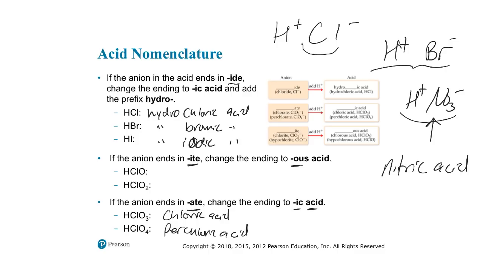And then the ITE endings go to OUS acid. We should be able to name all four of these acids with a different name. They're different compounds, they should have different names. ClO2⁻ is chlorite, so this becomes chlorous acid. And then hypochlorite in acid form would be hypochlorous acid.